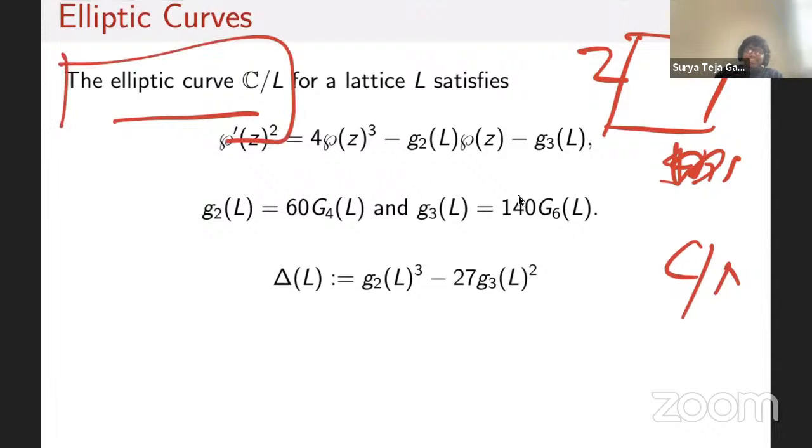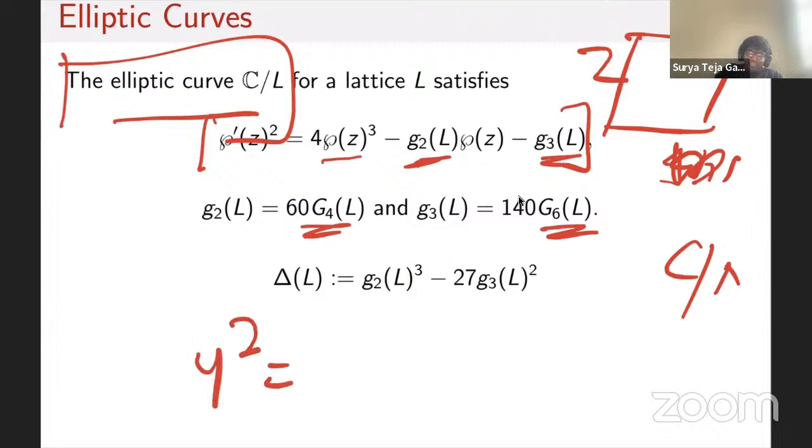And these are really important objects. The elliptic curve satisfies an equation like this. We saw all these functions before. This is the derivative of the Weierstrass function, and these quantities are in fact the Eisenstein series, G4 and G6. So in terms of these quantities, this elliptic curve satisfies this equation, like y squared equals 4x cubed minus ax plus b.